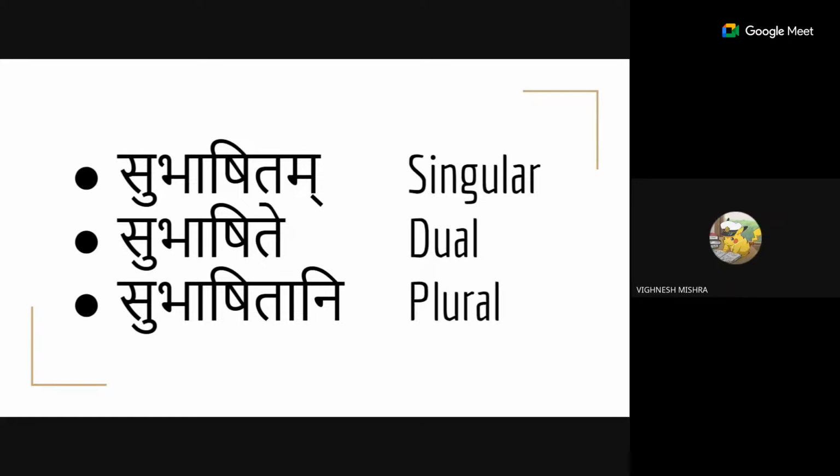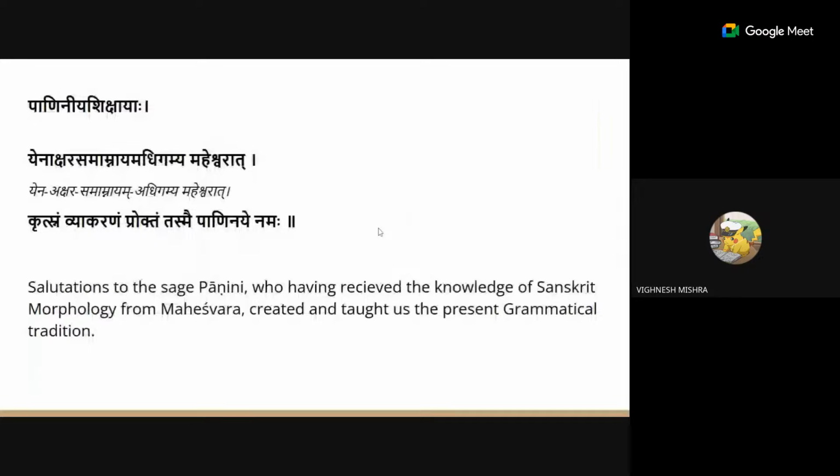Yes. So, if there is one single Subhashitam, one verse, then we'll call it Subhashitam. If there are two of them, we'll call them Subhashite. And if there are multiple, just like we'll be seeing today, then we call them Subhashitani. Moving on, let us move to the first one.